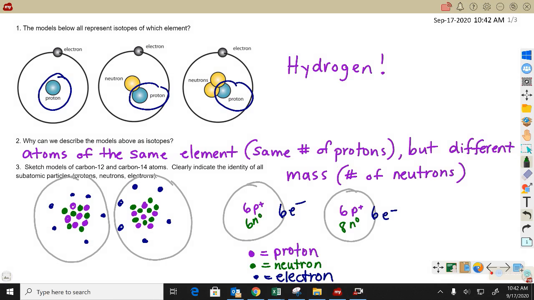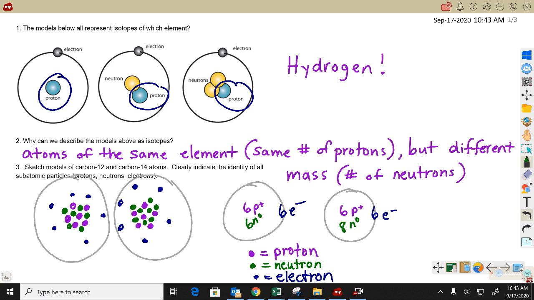Here's some extra practice on isotopes. Question 1 gives us 3 models, and they want to know what element is represented. And it should be hydrogen. The identity of an element is determined by its atomic number, which is the number of protons. Since all models have 1 proton, they are all hydrogen.